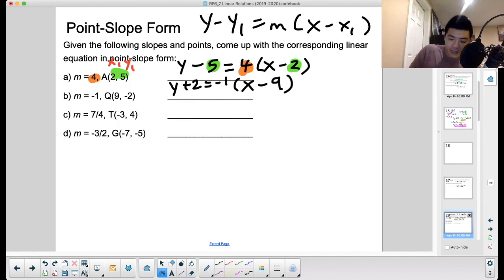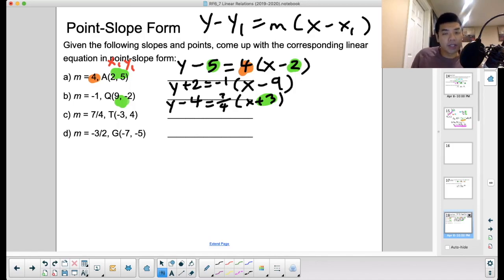Third example, we'd end up getting something like y minus 4 is equal to 7 over 4, and I'm going to write it just like so. So 7 over 4, x plus 3. Again, just a reminder about that negative. Because we have a negative 3 here, in this case, we'd have x minus a negative 3. So when you take away a negative 3, it means you're actually adding 3.